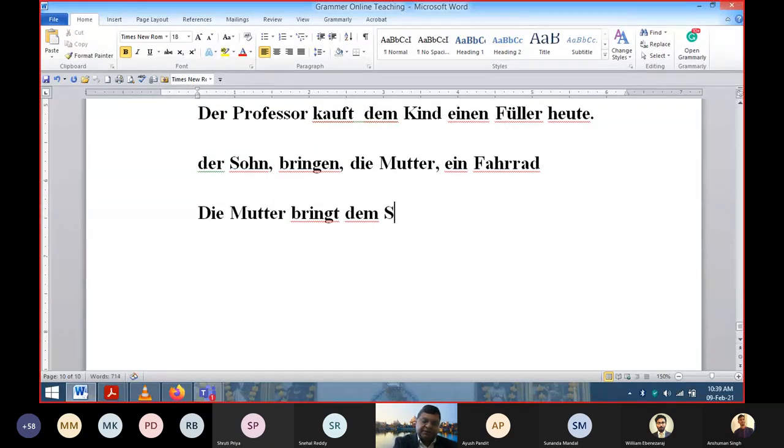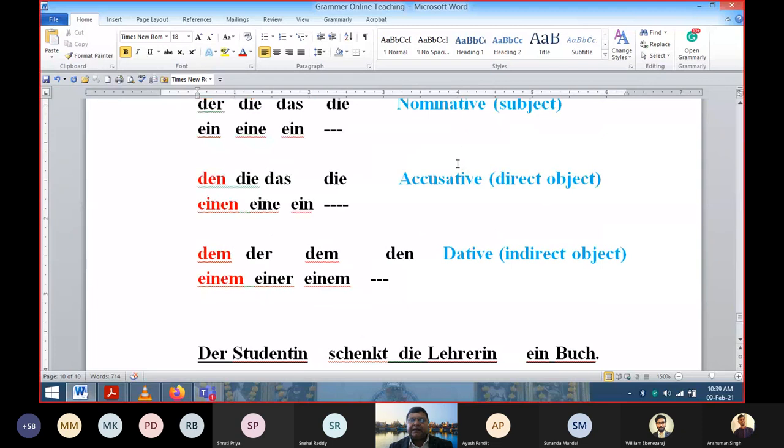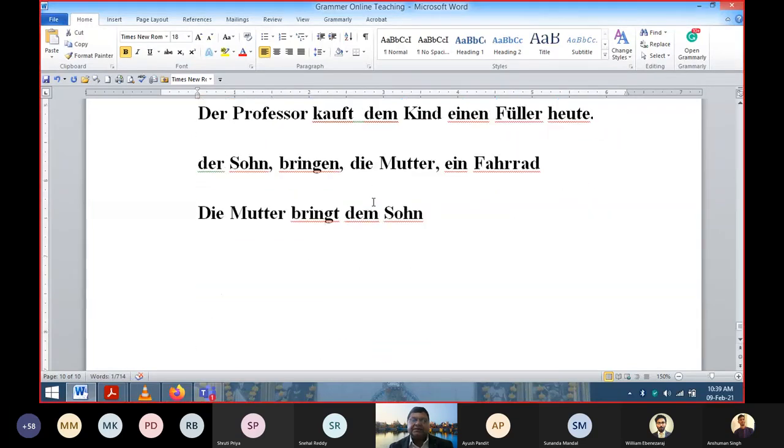It becomes dem Sohn. And then I'm coming finally to the Fahrrad. Bicycle is the direct object and it's neuter gender. For neuter gender direct object you find here neuter ein. No change, ein. So it will remain as it is. So I write ein.